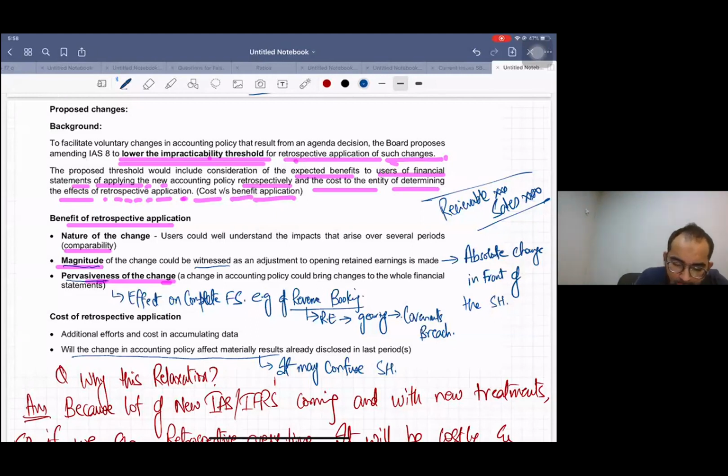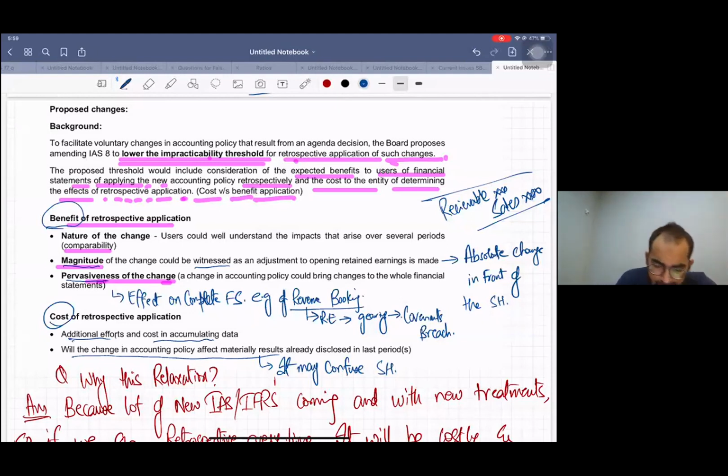So what are the costs of retrospective application? Obviously, many of my students, they are working in many entities, and they personally give the feedback, sir, we hate retrospective accounting, it's very tough and very time consuming. So there are additional efforts and cost in accumulating data, or obviously sometimes a normal accountant can't do this, so you need to hire an audit firm for this, you need to hire an external accountant or a chartered accountant, highly paid, so it's a cost.